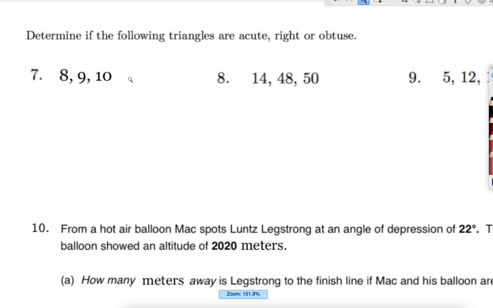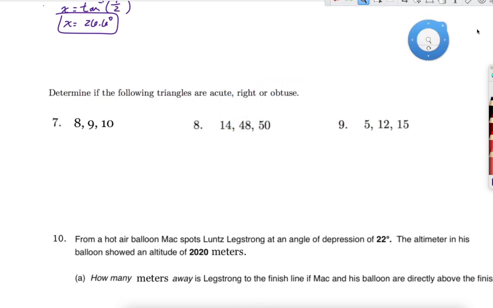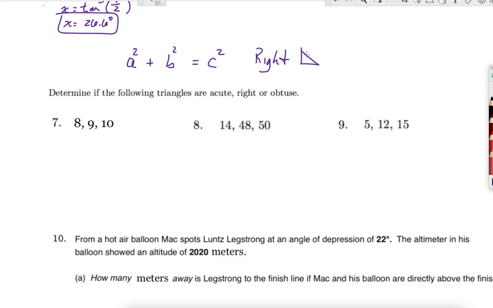Okay, nearly there. Determine if the following triangles are acute, right, or obtuse. Okay, so we didn't really talk about this, and this will not be on the quiz, but let's reason it. We know that the Pythagorean theorem is a squared plus b squared equals c squared, and if we substitute the smaller values in for a and b and the larger for c, and it's true, then it's a right angle. If it satisfies the Pythagorean theorem, it's a right triangle.